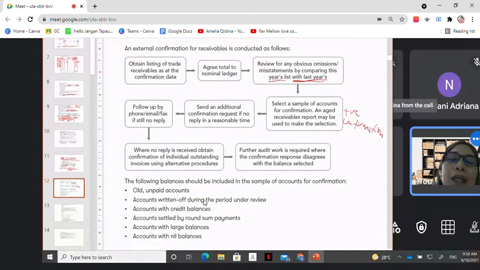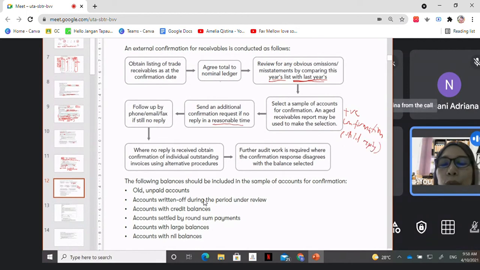Okay. So you send, if the confirmation letter does not receive, then you have to send. If the confirmation letter does not reply, so you need to send an additional confirmation. Okay, if no reply in a reasonable time, follow up by phone, mail, email, fax if still no reply. What happen if no reply from the customer? Because when you send a confirmation letter, every respondent should reply whether the amount is agree or not agree. Should reply.